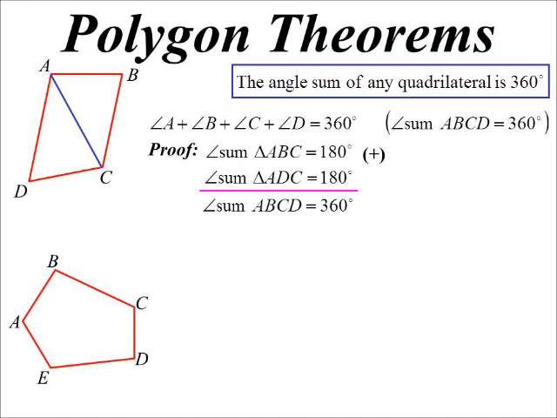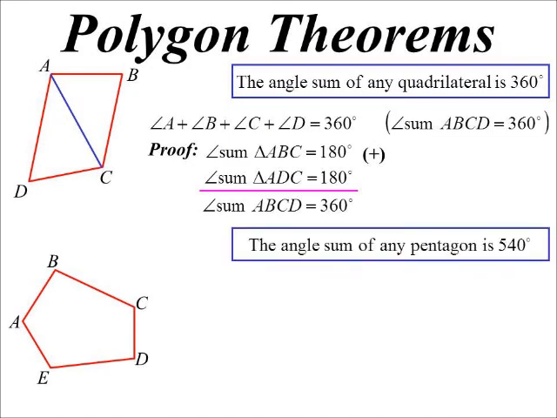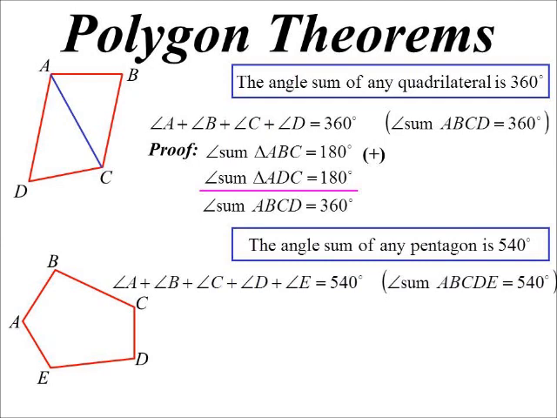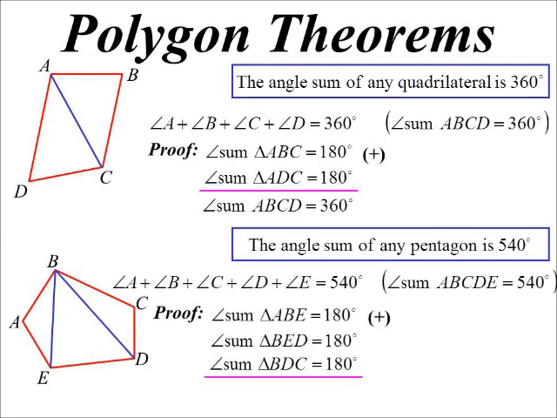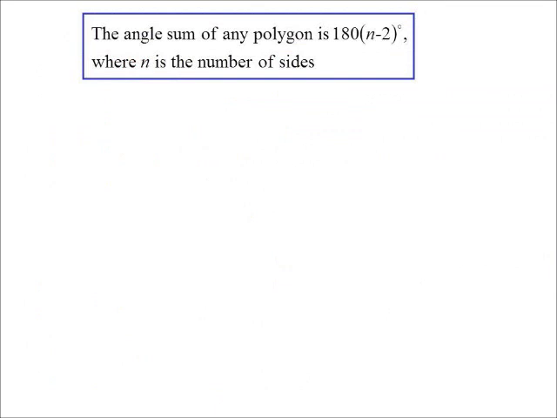If it was a pentagon, well, the angle sum of any pentagon is 540. Same idea. I'll just pick a vertex, draw in the diagonals. This time I've split it up into three triangles, and each of those triangles has an angle sum of 180, giving us a total of 540. So we can generalize that. Any polygon, I can do that. I could pick a vertex and draw in all the diagonals. Now you're always going to have two less triangles, because when you join that vertex up to all the other vertices, two of them will be sides of the shape itself. So you get two less than the number of sides.